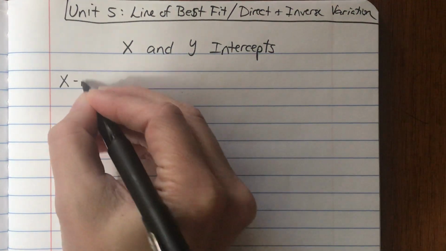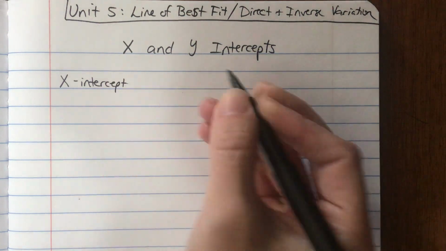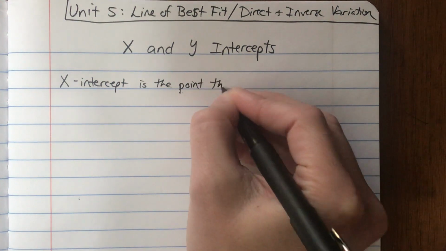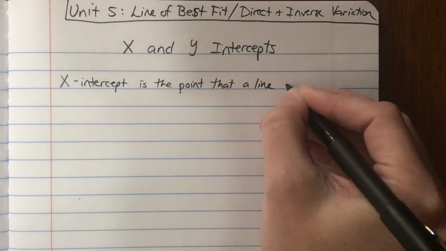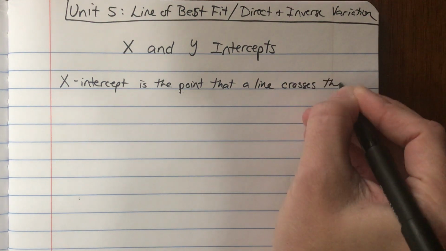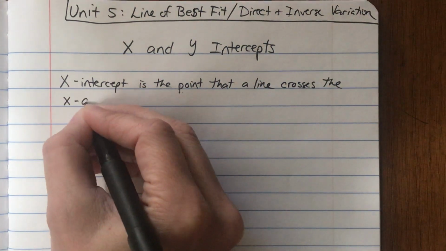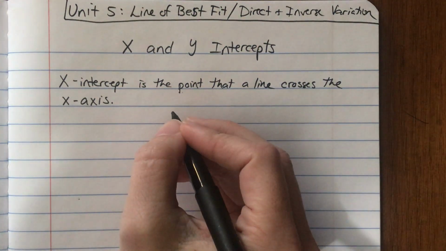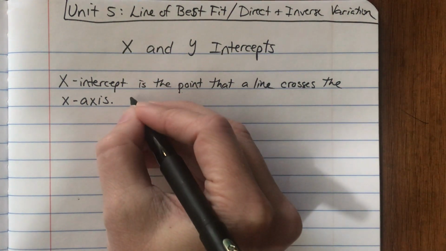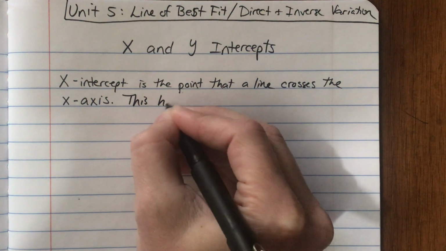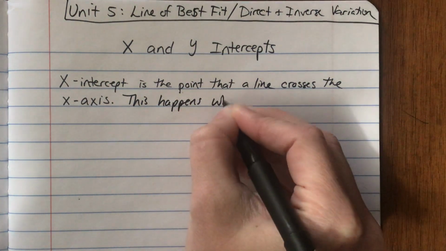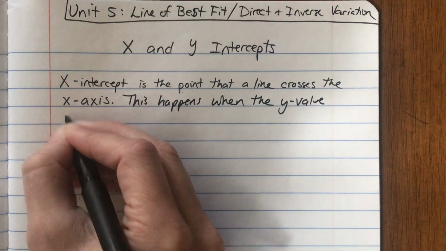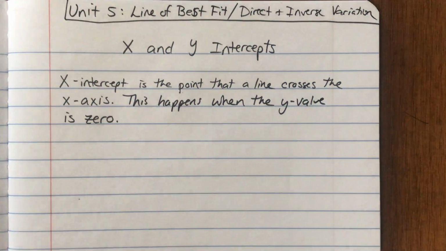And so we're just going to write down a definition. First, the x-intercept, and we've looked at these before, is the point that a line crosses the x-axis. This happens when the y value is 0. And so let's look at an example of this.